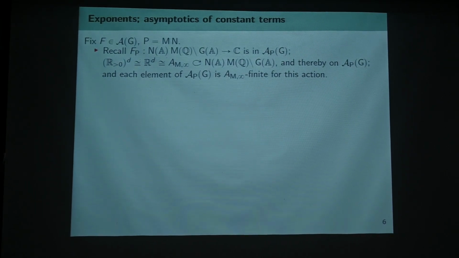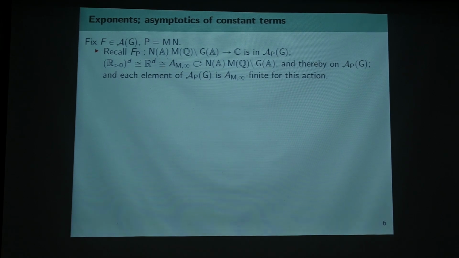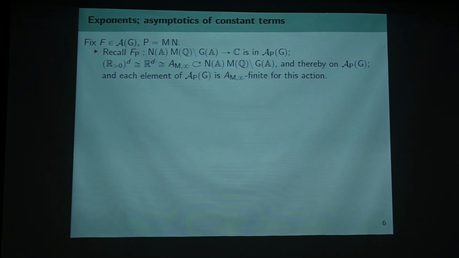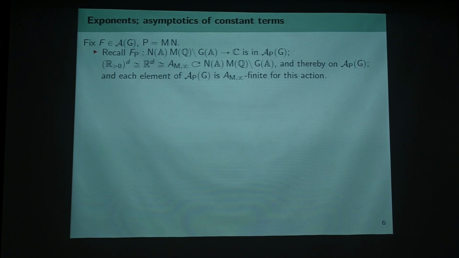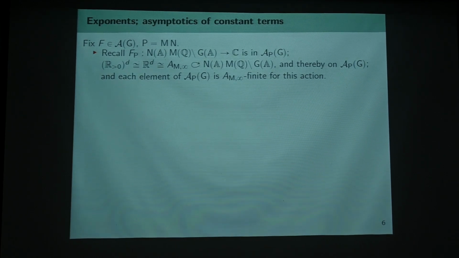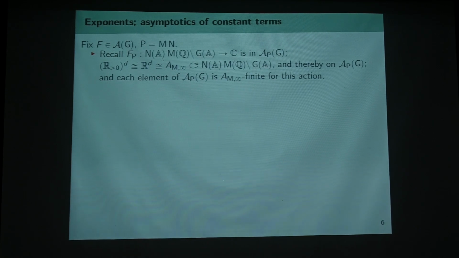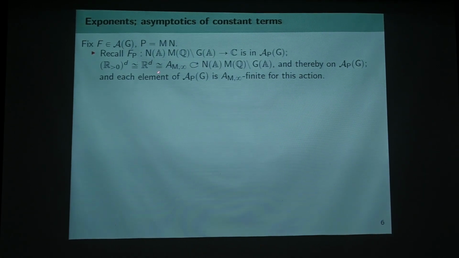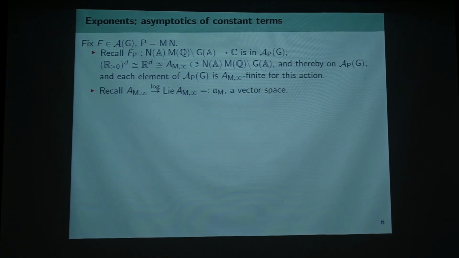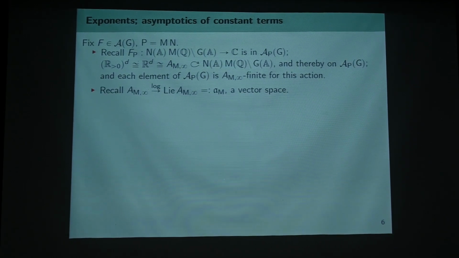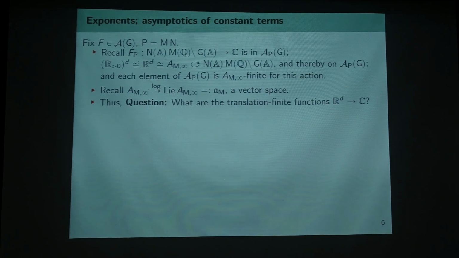Okay. So everything depends on the A_{M,∞} factor. So this a belongs to A_{M,∞}. So we want to study how such a function changes when we multiply it by an element of A_{M,∞}. Okay. So the point is that that will lead to exponential polynomial functions. Okay. So recall that this was a vector space.